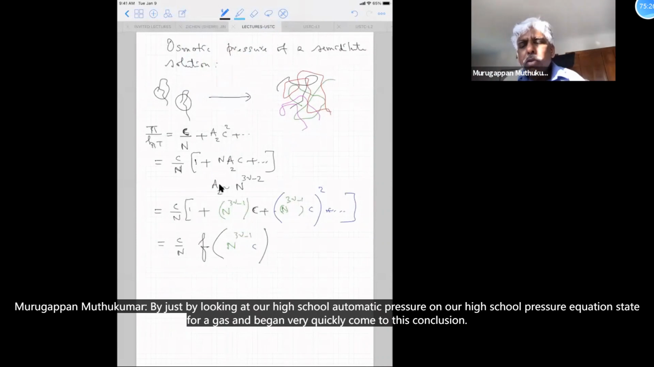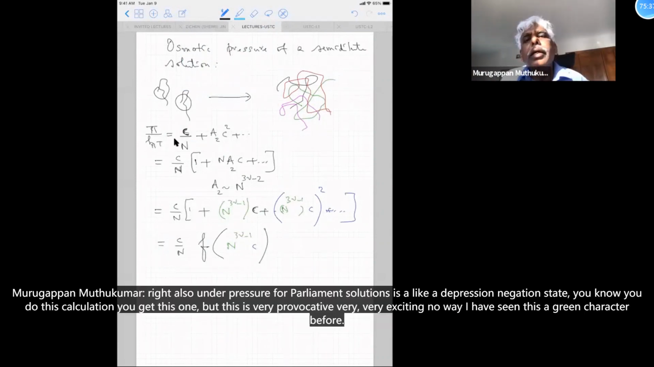By looking at our high school pressure equation of state for a gas, we can very quickly come to this conclusion, right? Osmotic pressure for polymer solutions is like the pressure in a gaseous state. You do this calculation, you get this one. But this is very provocative, very exciting. You know why? I have seen this green character before.